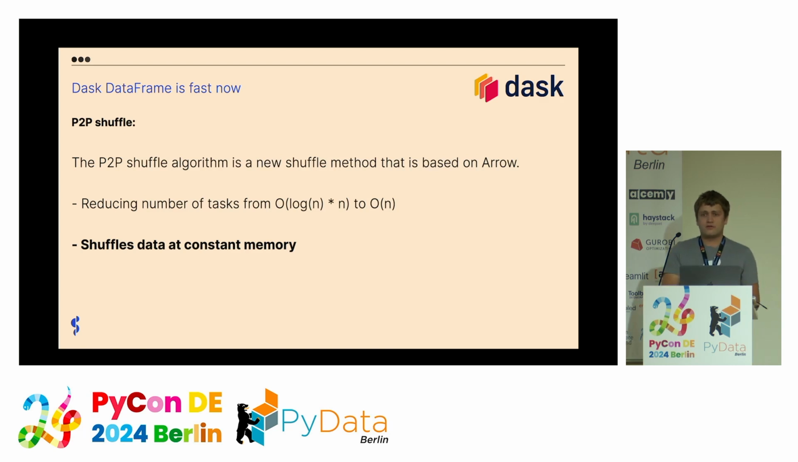The previous shuffle algorithm held the data at some point completely in memory, which means that you need a cluster that's at least as big as your data set. Now we write this to disk in the intermediate, so we can basically shuffle data at constant memory, and what we will see later, we can process huge data sets with just a tiny bit of available RAM.